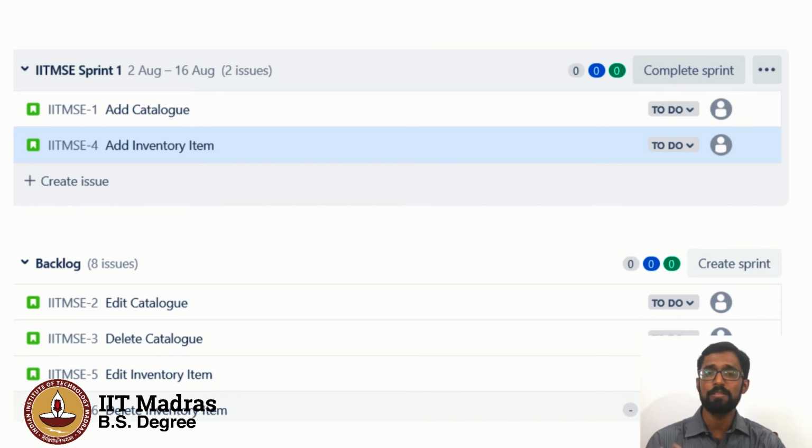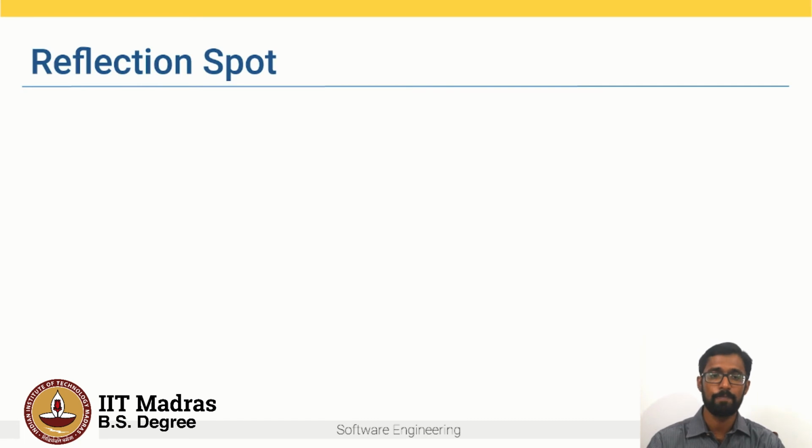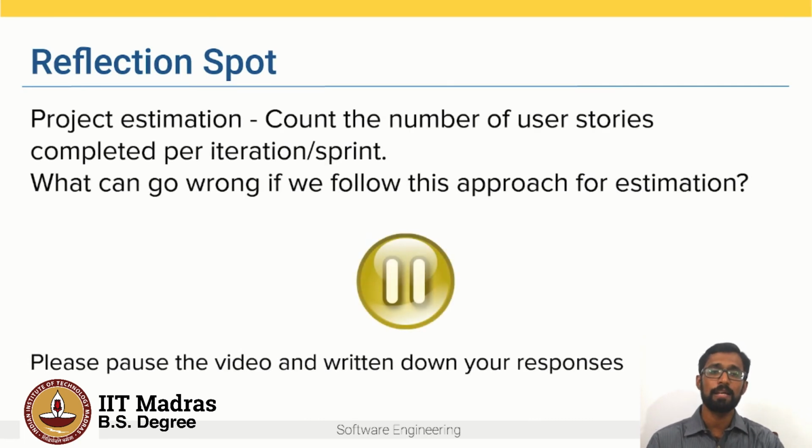Now let's reflect on this process which we did. What we are saying is that by counting the number of user stories completed per sprint, we can estimate the time required to complete the project. Do you think this is a good idea? What can go wrong if we follow this approach for estimation? You can pause this video and think about some issues related to this approach and then proceed.